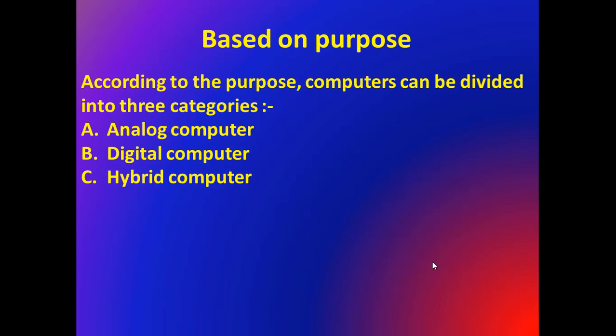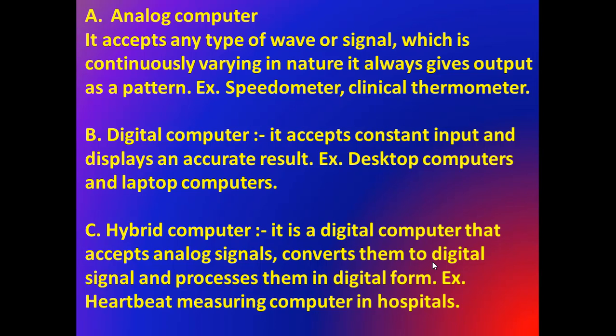Based on purpose, computers are categorized into three categories. According to the purpose, computers can be divided into three major categories: analog computer, digital computer and hybrid computer. What is an analog computer? An analog computer accepts any type of wave or signal which is continuously varying in nature. It always gives output as a pattern.